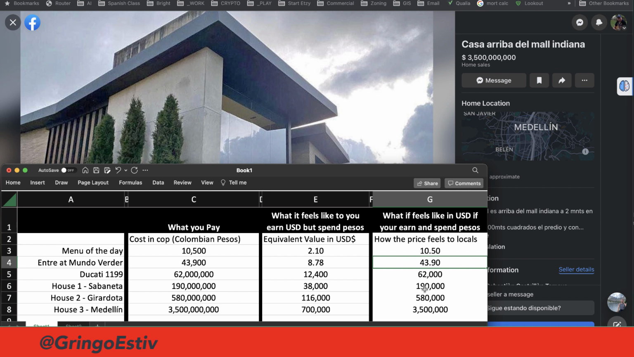And that 3.5 billion pesos for that really nice single family in Medellin, that's 700,000 US to us. Well, that feels like 3.5 million to them.